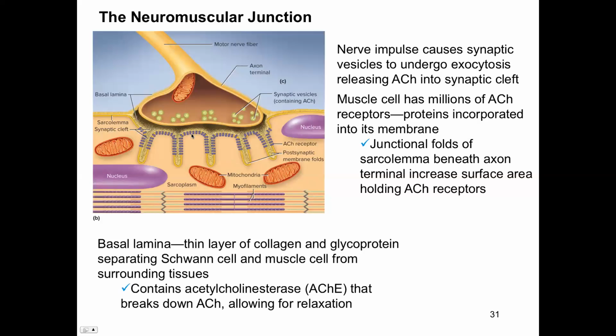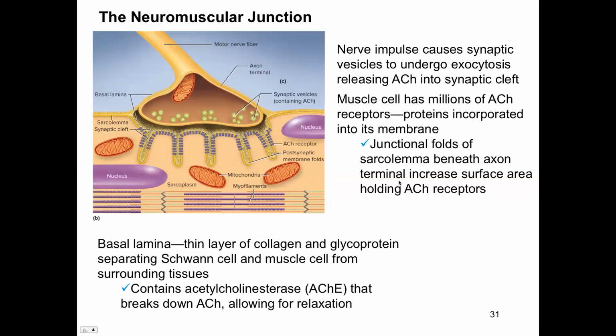Now, how do we get rid of the neurotransmitter when we want to turn this off? There's an enzyme here called acetylcholinesterase, which will break down the neurotransmitter. There's also some diffusion of the neurotransmitter out of the synaptic cleft at this neuromuscular junction. That can also happen despite this basal lamina.